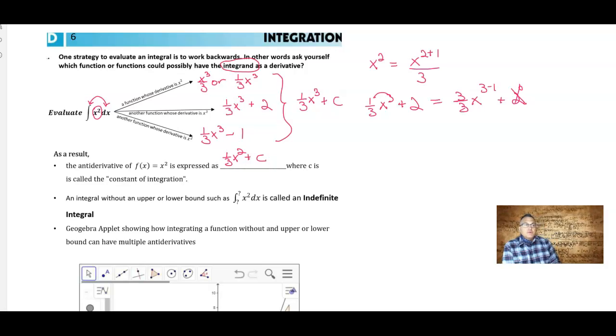Now, notice that when we look to evaluate the integral of x squared, there wasn't a lower bound or an upper bound. There was nothing written there. When you integrate a function that doesn't have an upper or lower bound, that's called indefinite integration. Every time we do an indefinite integral, we'll add c to our answer to represent the possibility that there are many of them.